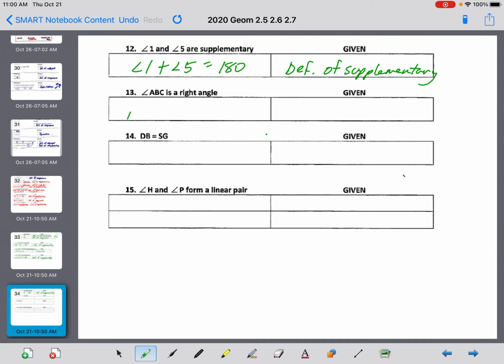ABC is a right angle, then we know it's equal to 90, because that's the definition of right angle. DB is equal to SG. We're talking about a couple of segments, so let's turn them to segments and switch the symbol to congruence, and just go definition of congruence.